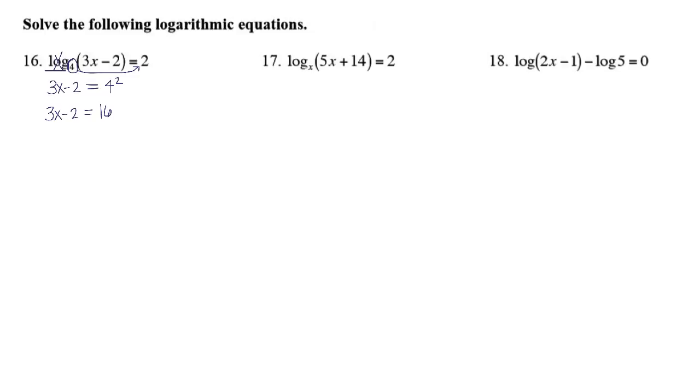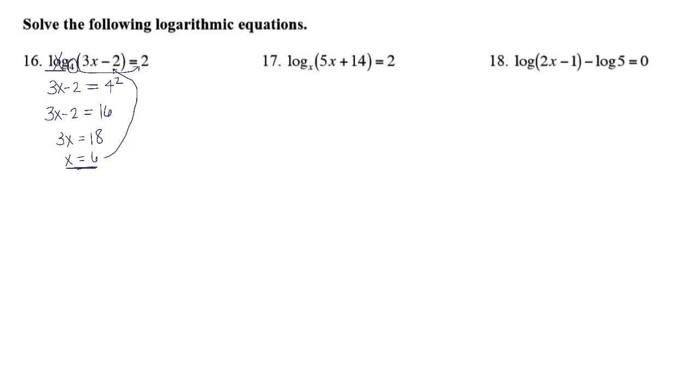And if we solve for x, we need to add 2 over to the other side. So 3x equals 18, so x is 6. And we do need to check to make sure this does give me a positive value back up here. And when we plug in, we have 18 minus 2. So yeah, that should be positive.